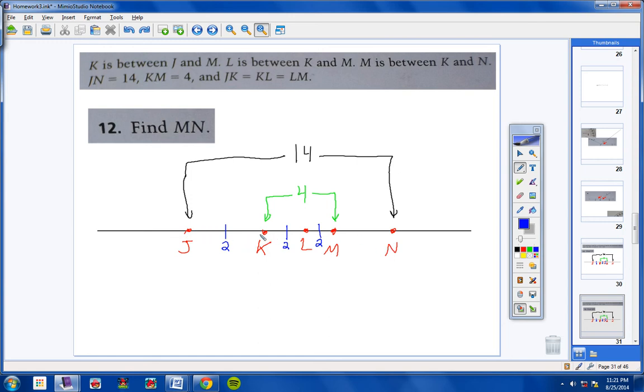So from here to here is 2. From here to here is 2. From here to here is 2. That's 2 plus 2 plus 2 is 6. So this length here has to be 8, because 2 plus 2 plus 2 plus 8 is 14. So the length of MN has to be 8.